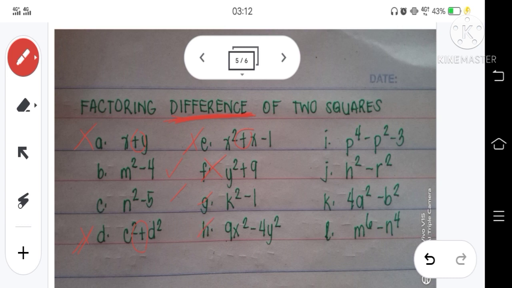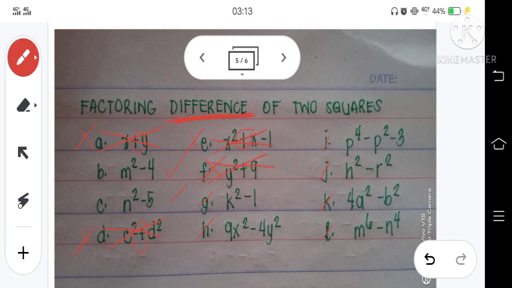For H, 9x squared minus 4y squared. It applies. For I, p raised to 4 minus p squared minus 3. All of the operations are subtraction. So let's check. And then, h squared minus r squared. Check. 4a squared minus b squared. Check. m raised to 6 minus n raised to 4. Check. Okay. So, we eliminate 4 polynomials: letter A, letter D, letter E, and letter F.